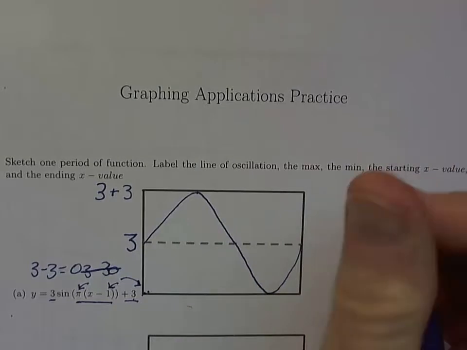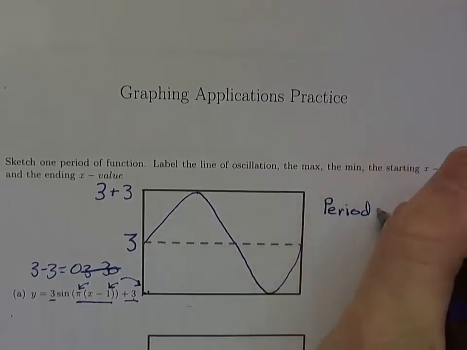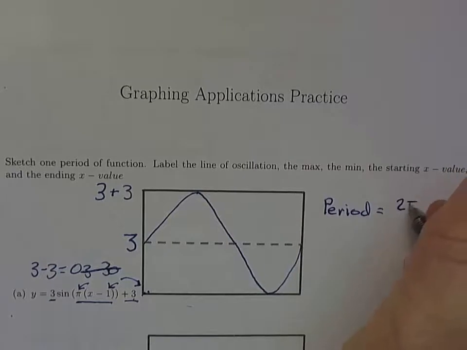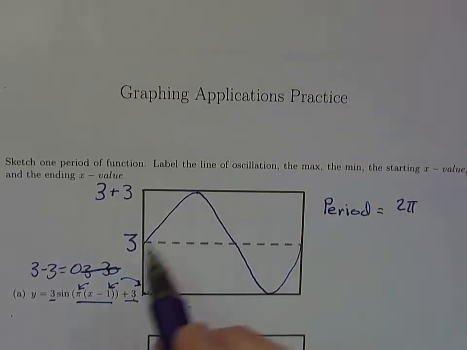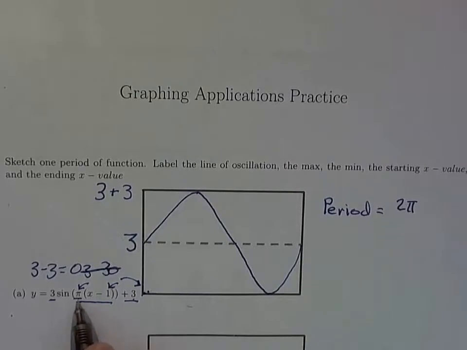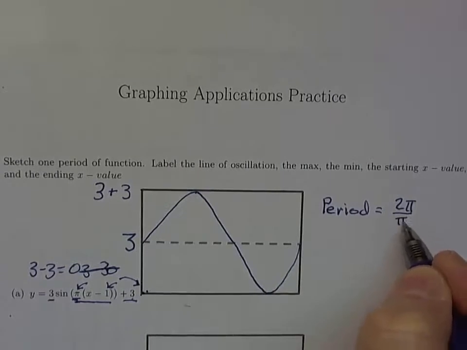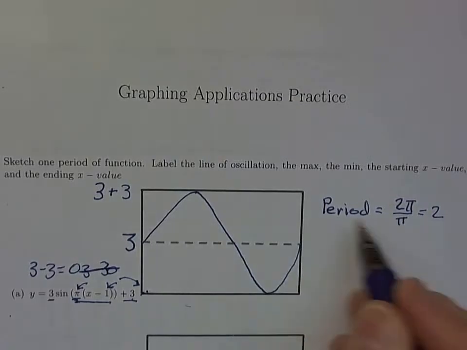So here's the deal. Let's think about what the period is. The period is normally 2 pi for just a sine graph. But we've got this thing here that's going to change the rate at which the graph cycles through a period. So what I need to do to get the period of this graph is divide by pi. We get 2. So the period is 2.